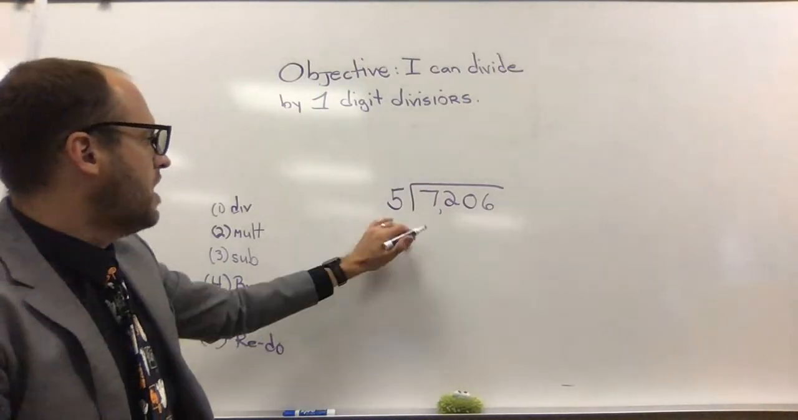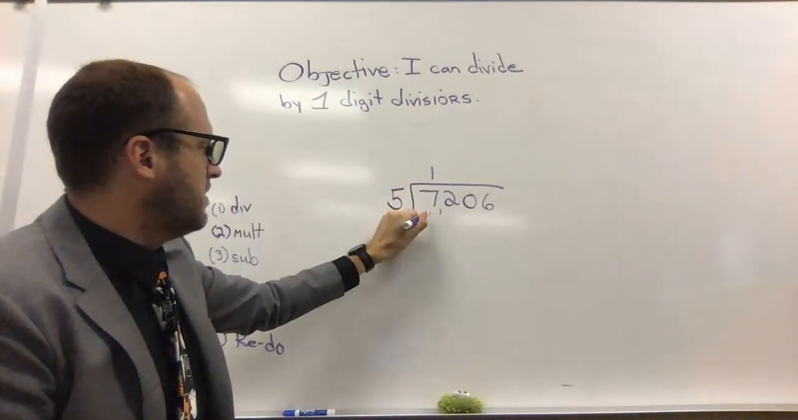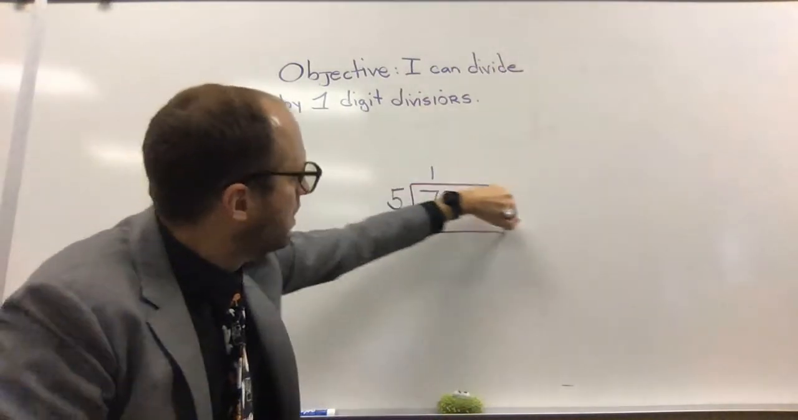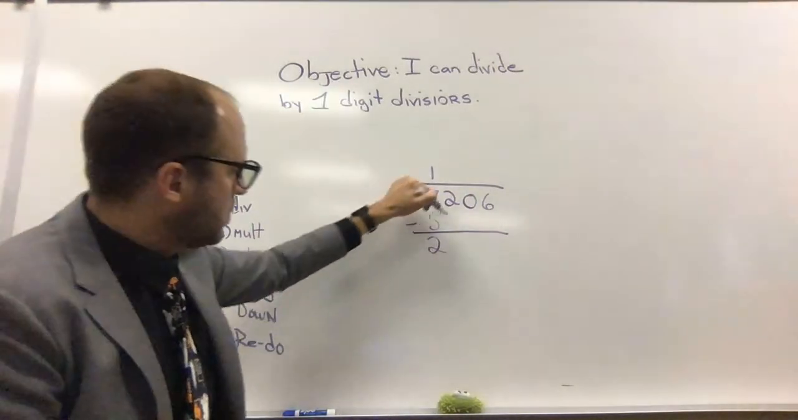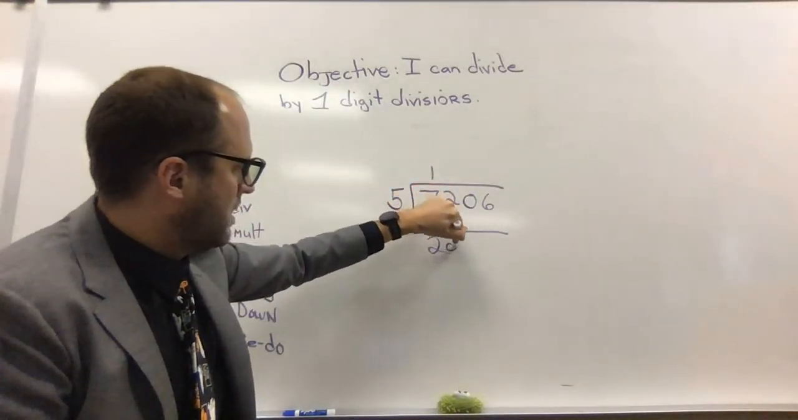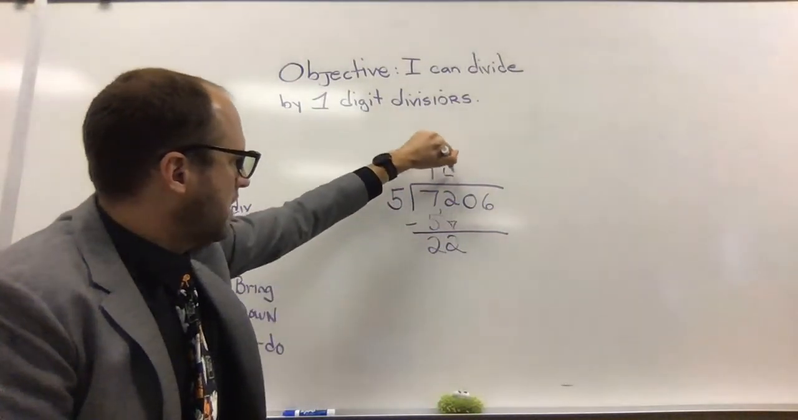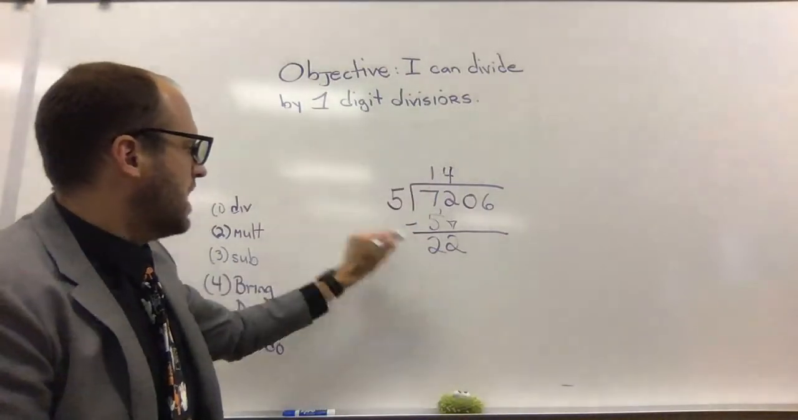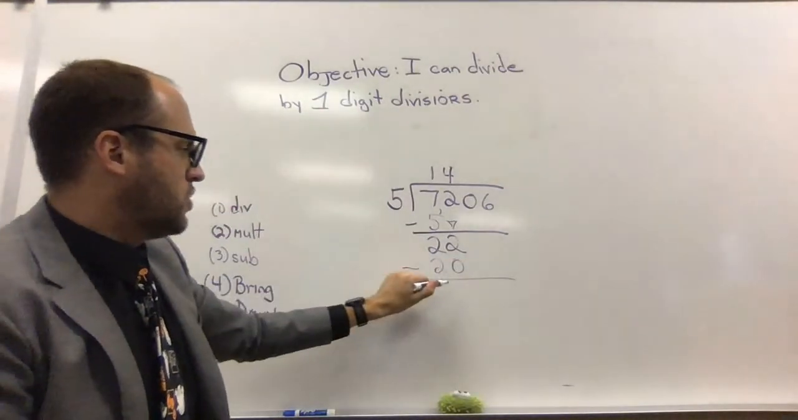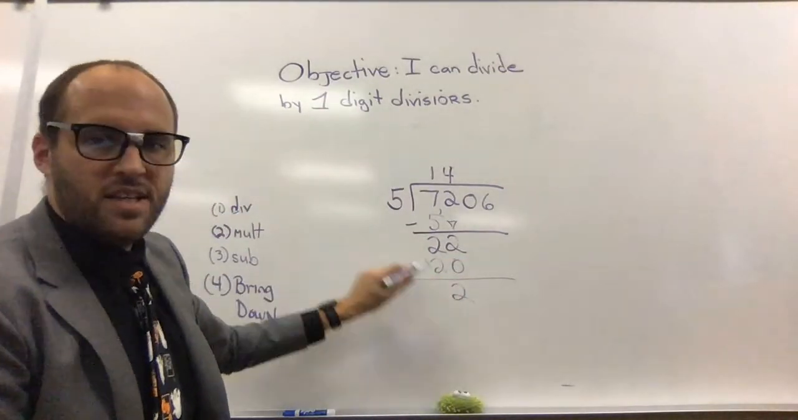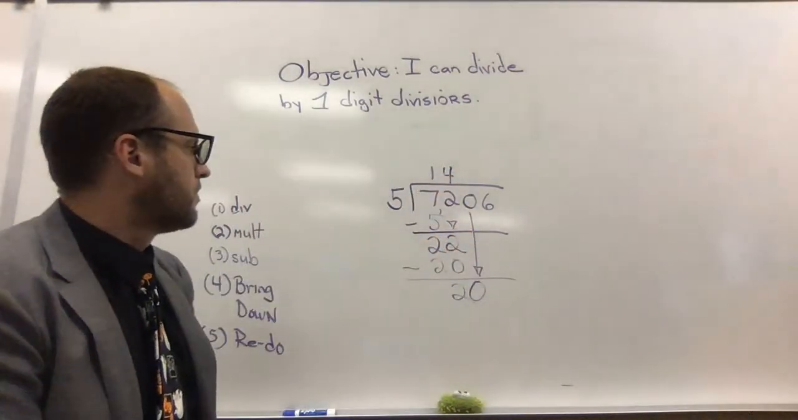So let's check it out. I can make one group of 5 to go into 7,000. So 1 times 5 is 5. We subtract. 7 minus 5 is 2. 2 is smaller than 5, so I can bring down my 2. And now I'm at 22. I can get 4 groups of 5 out of 22 because 5 times 4 is 20. 22 minus 20 is 2.